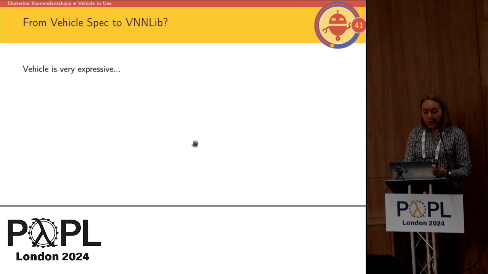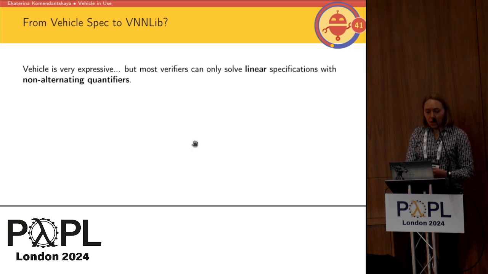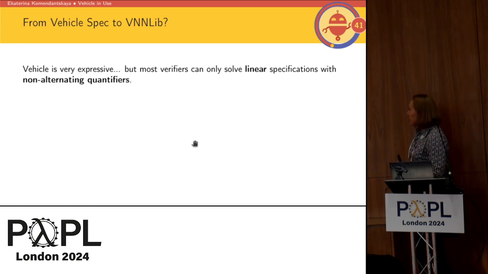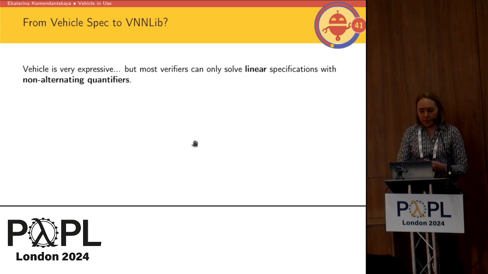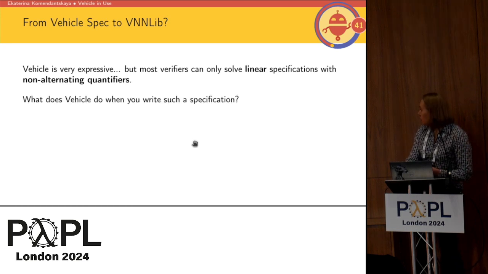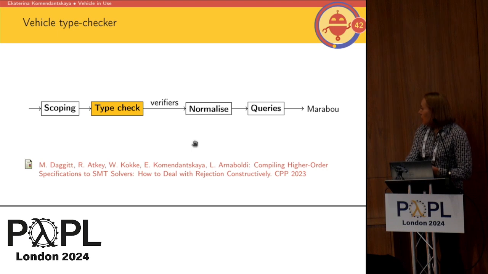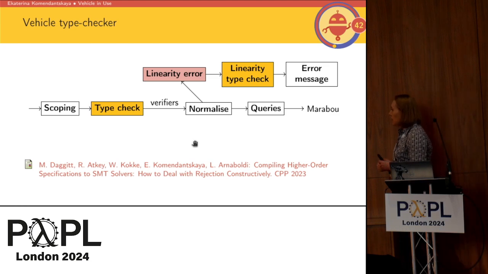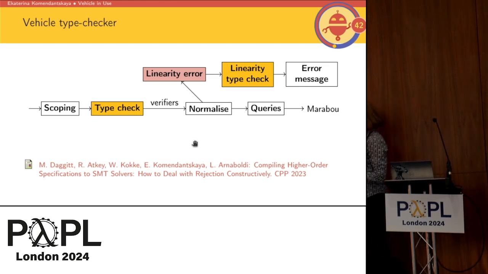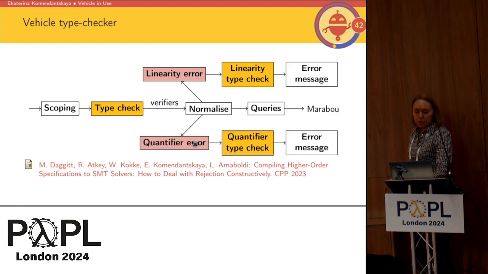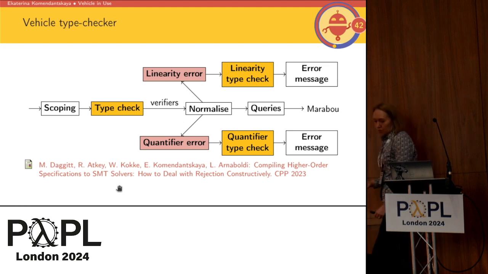Well, Vehicle is more expressive than the SMT solving language. And those verifiers have different constraints. It should be a linear specification, it should have non-alternating quantifiers, because those people who implemented languages like Marabou care about decidability. So what do you do with the Vehicle specification then? Well, we wanted to have this picture. As a matter of fact, type checking would need to take care of linearity of arithmetic, and if your fragment goes outside, it will give you an error message, and type checking will also need to check the quantifier fragment of your query, and will give you an error message if it goes outside.